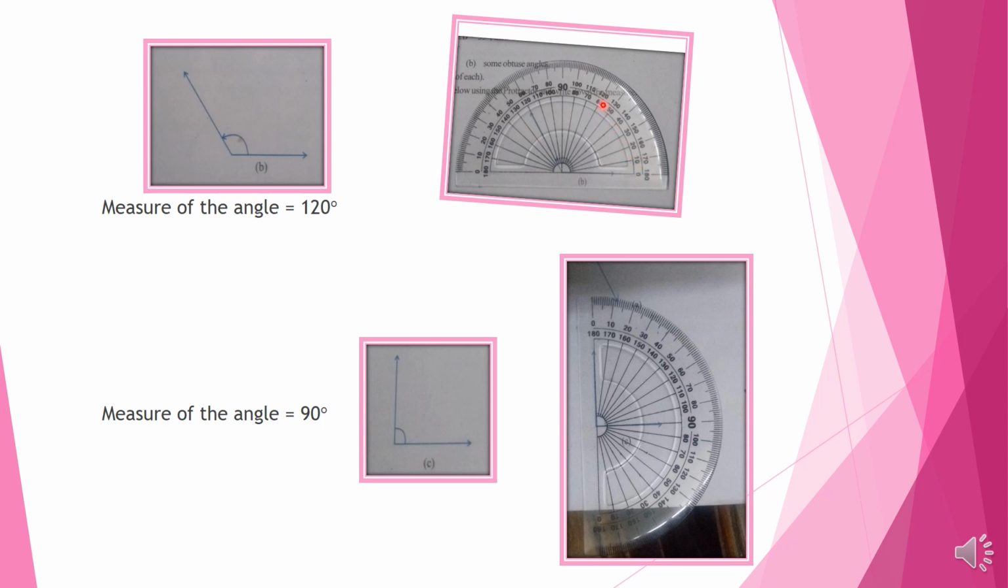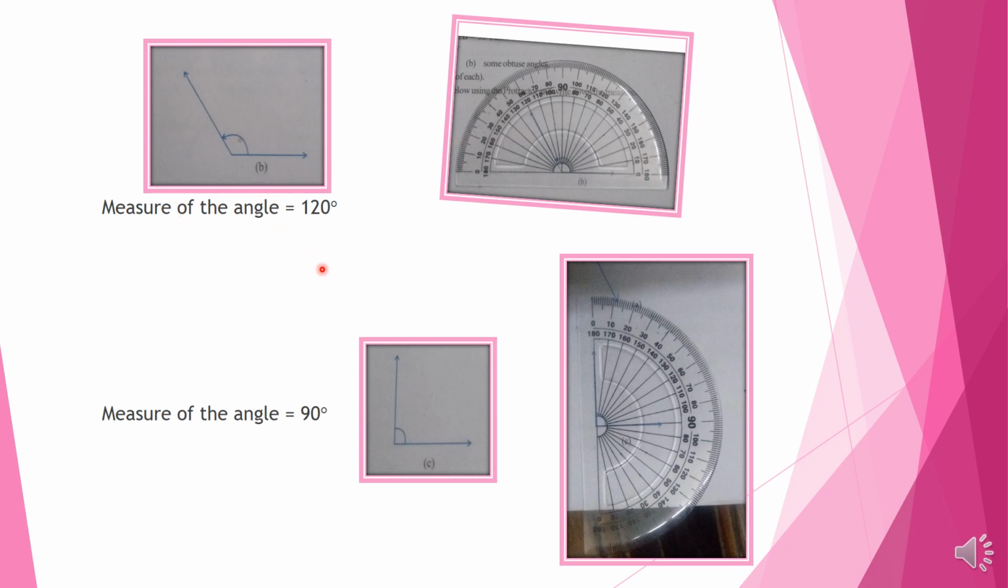And the arm is along this line and it is marked 120 because 0 is on the bottom side. So you have to see the bottom reading, okay, not the upside reading. Upside reading is 60, so never say 60. It is 120. It is an obtuse angle. So the measure of the angle is 120 degrees.